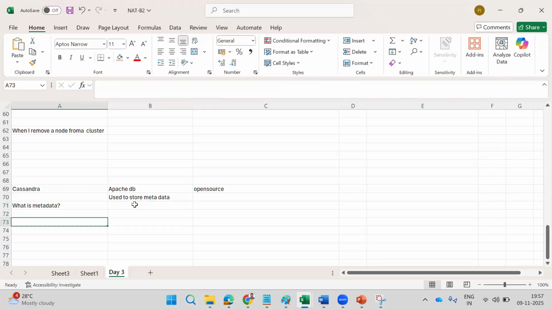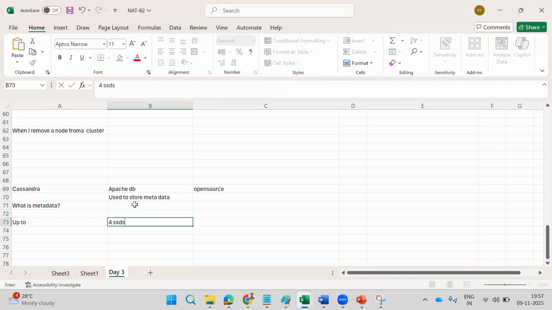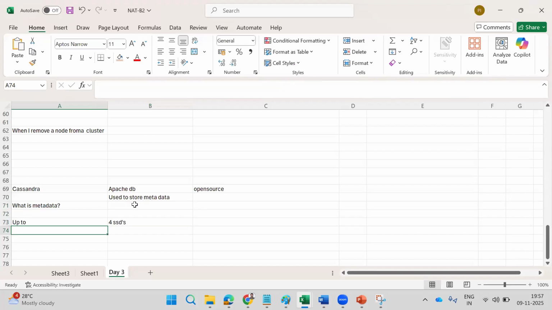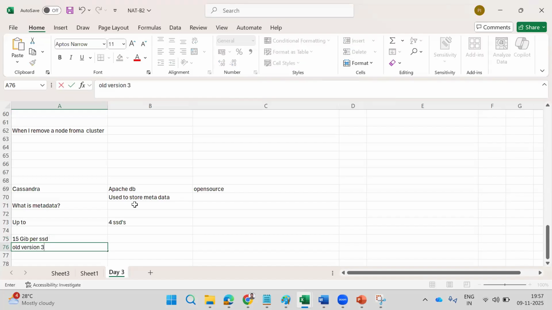It will be up to 4 SSTs. The first 4 SSTs, and every SST will have 15 GB. If you are using the old version, it is 30 GB, but only on the first 2 SSTs. But now we have 4 SSTs and 15 GB. In that case, we get 60 GB overall per node to store the metadata.